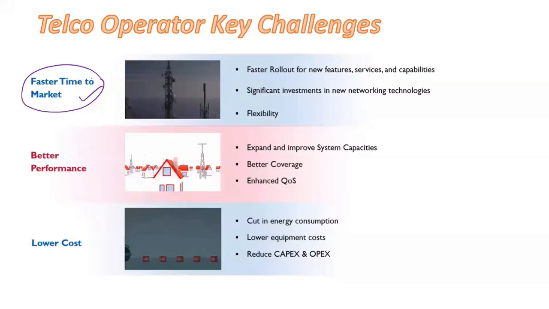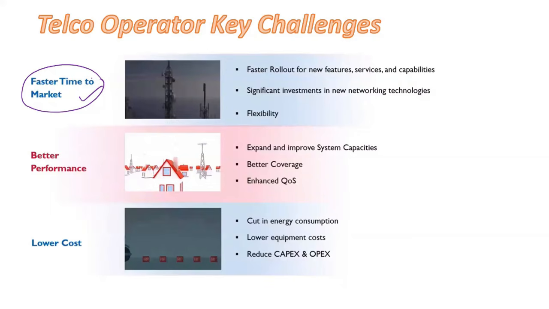So deploying a new technology requires a significant investment in new networking technologies. So there is a need for flexibility, but there are equipments that are only capable of LTE, only 3G, 2G. So there are equipment that can't be upgraded anymore. So that is a problem. Flexibility is not there. So this is a big problem in the telecom world.